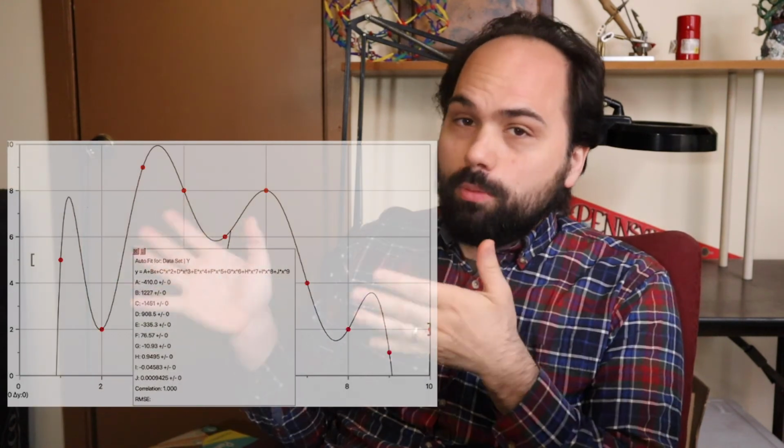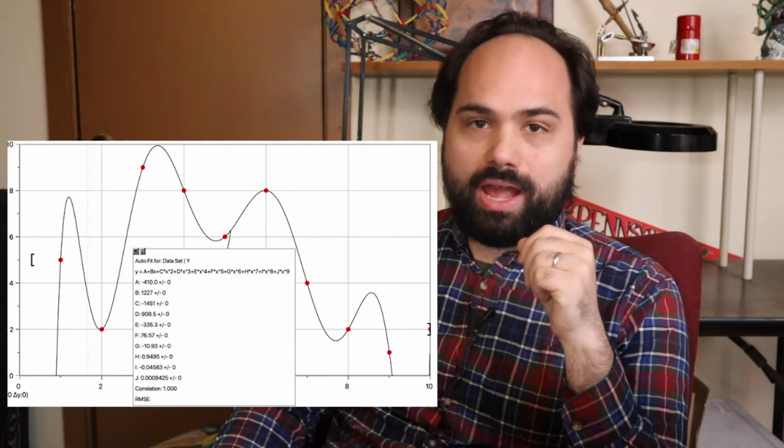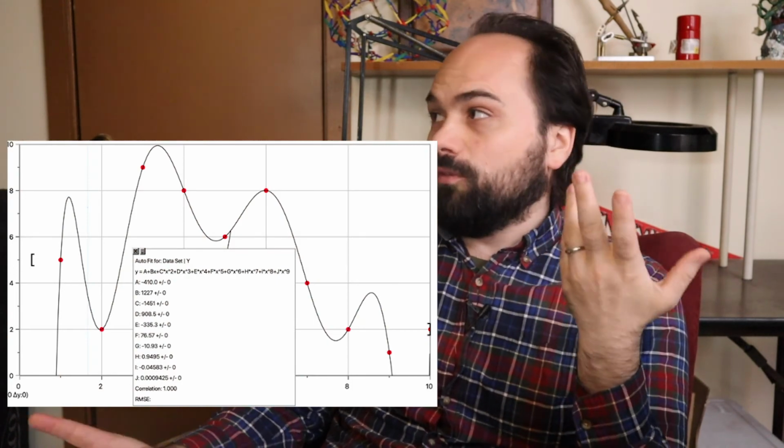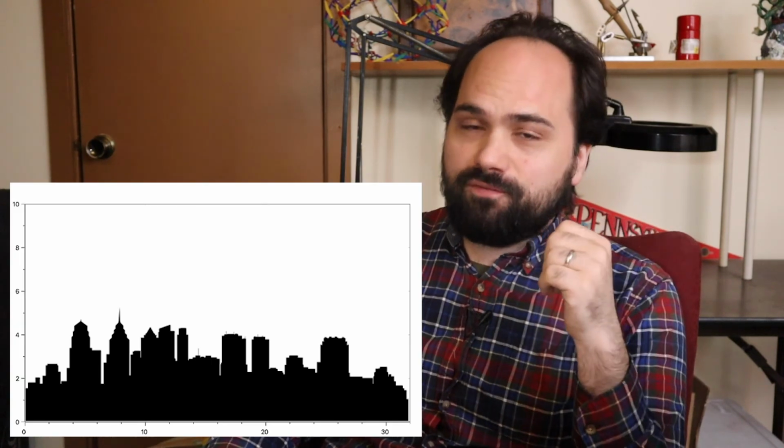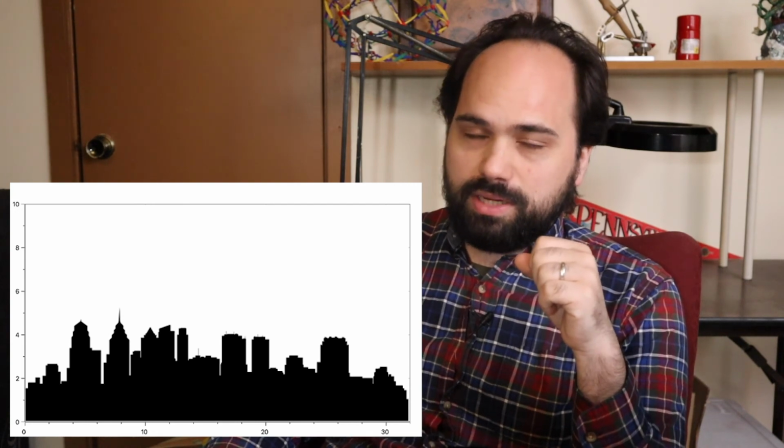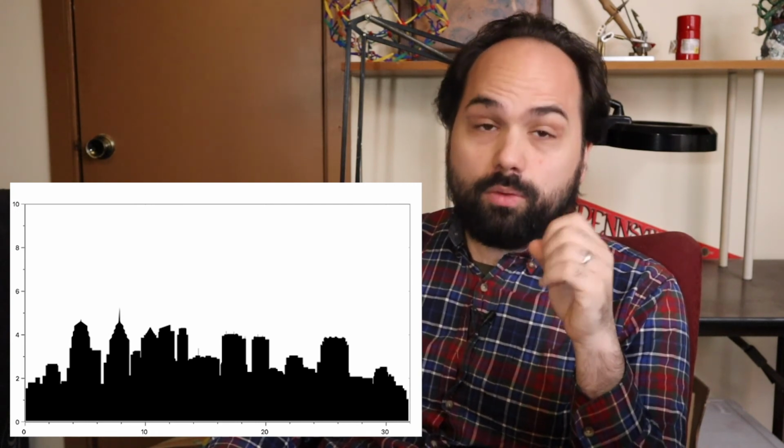You can put almost any data you want in a graph and fit it with a 12th order polynomial. If you give me a high enough order polynomial, I can make the Philadelphia skyline. Doesn't mean it's good. We need to look at what that math actually means from a physics perspective.